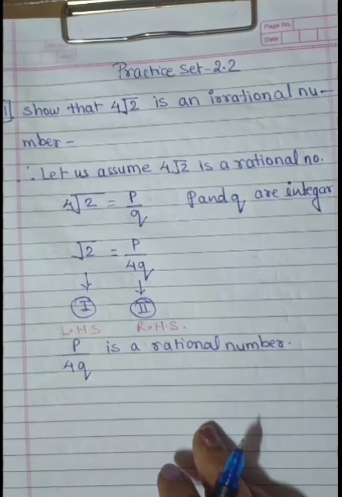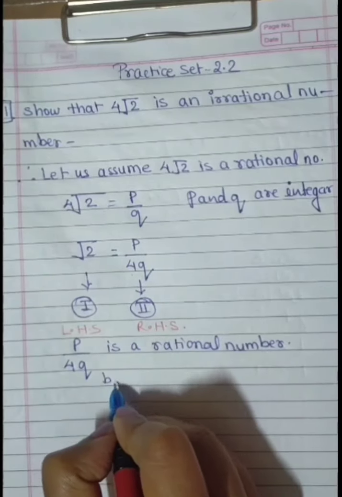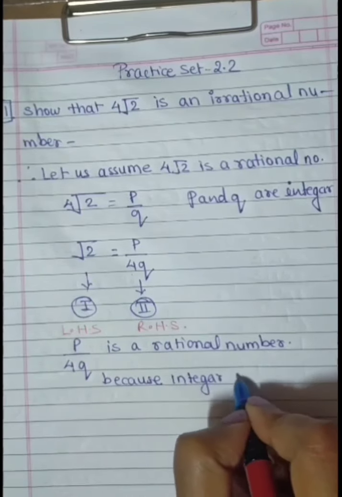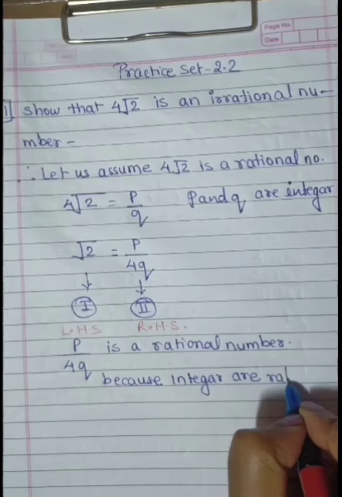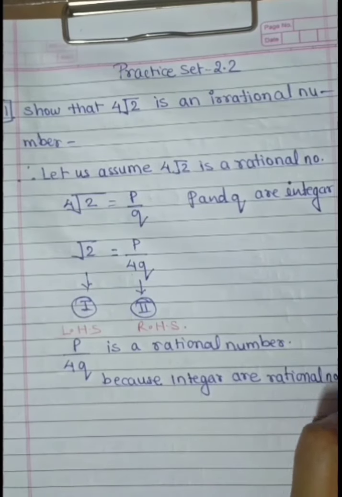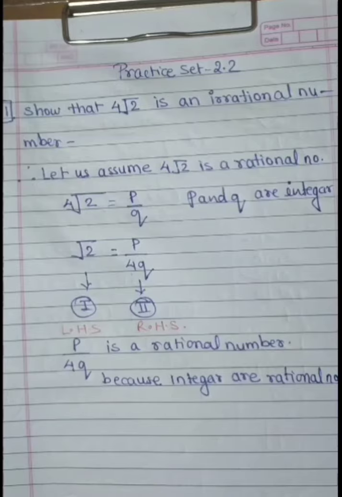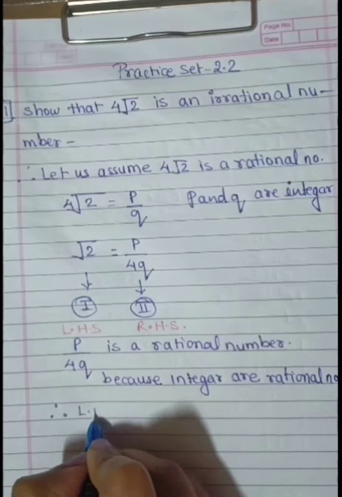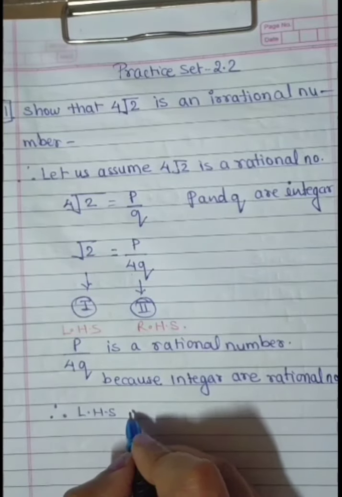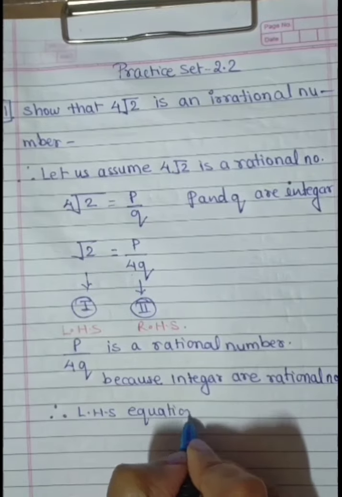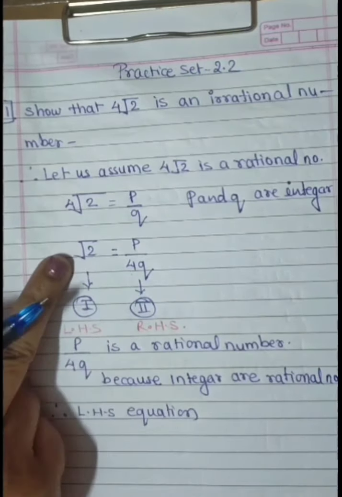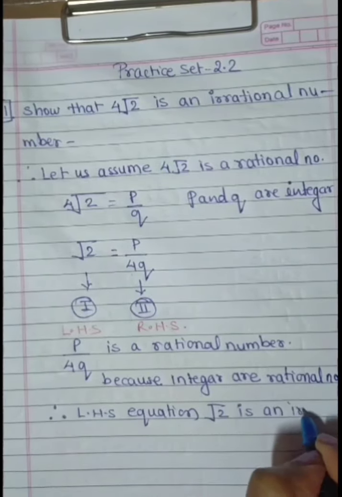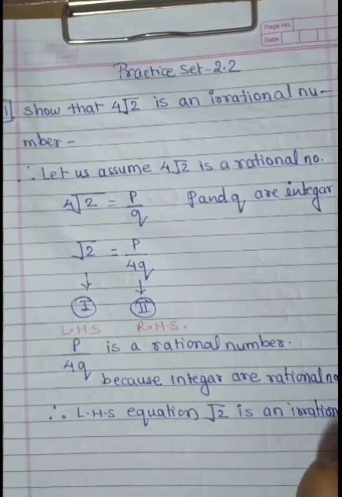Because integers are rational numbers. So therefore the left hand side equation, that is root 2, is an irrational number.